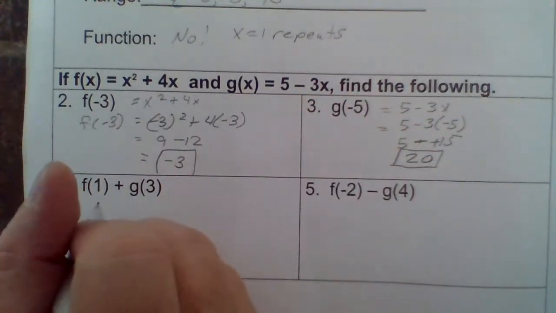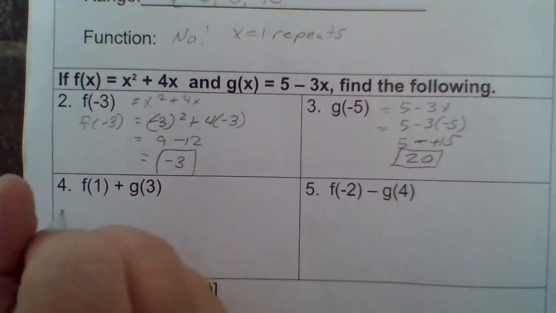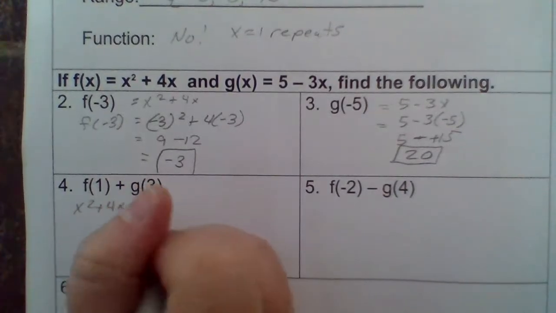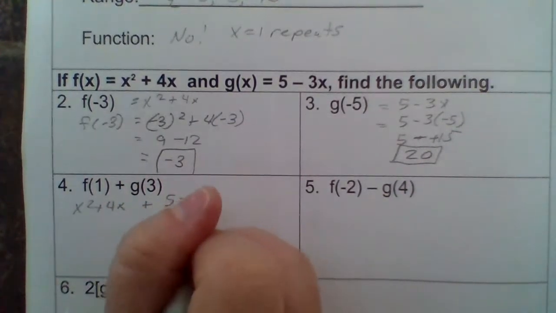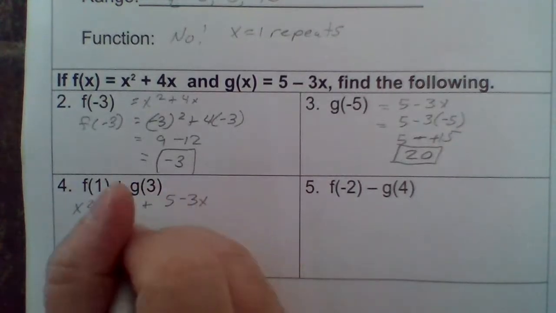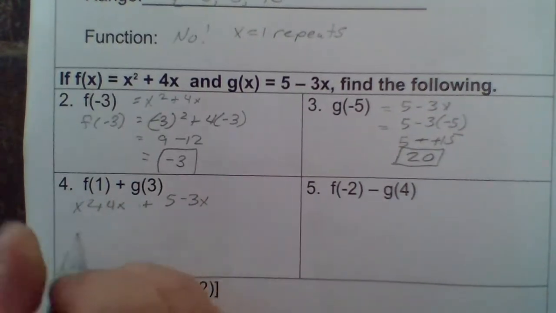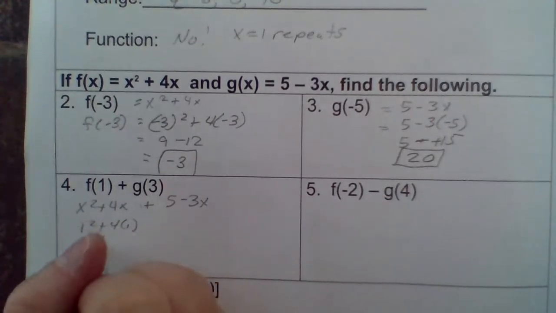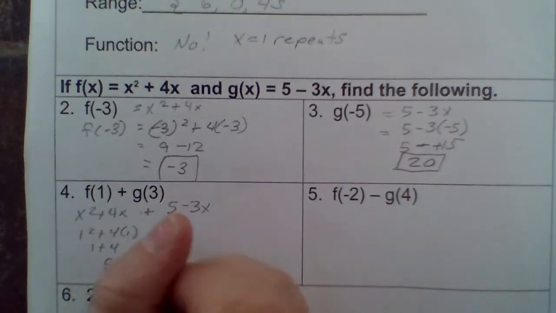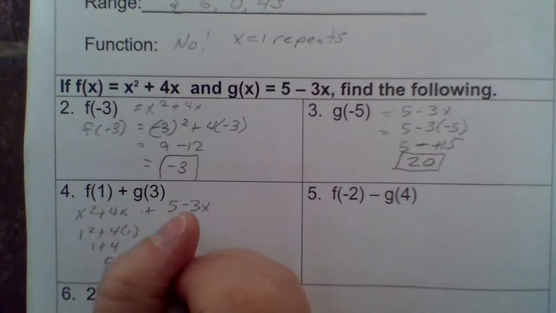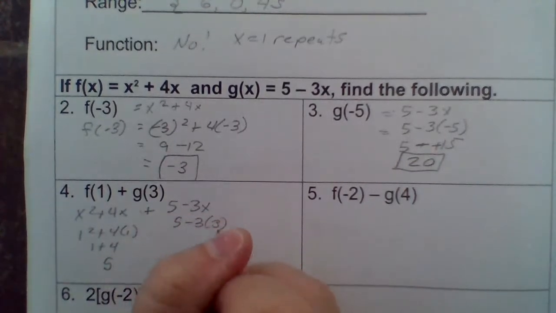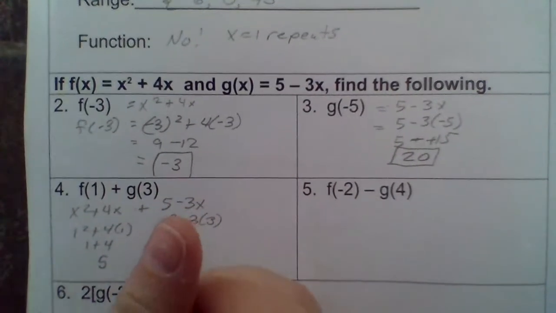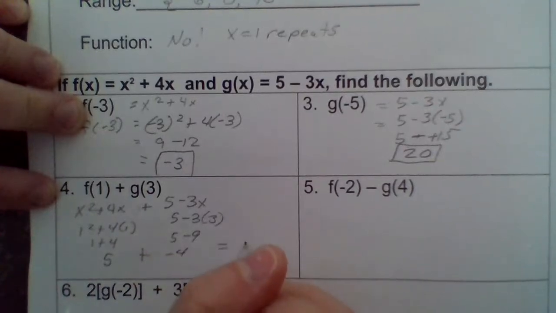On this one, you're going to do f of 1 plus g of 3. So f of 1 is x squared plus 4x, plus g of 3 is 5 minus 3x. Now these x's mean different things because they're different functions. 1 squared plus 4 times 1, I'm going to run that through. 1 plus 4, which is 5. Then I'm going to do 5 minus 3 times 3, 5 minus 9, which is -4. A 5 and a -4 equals 1.